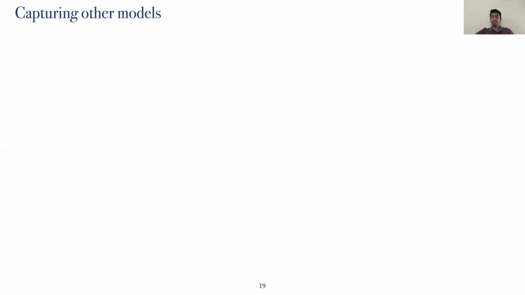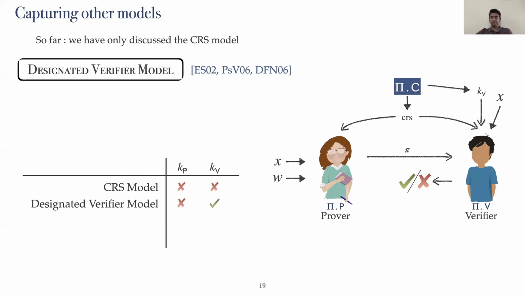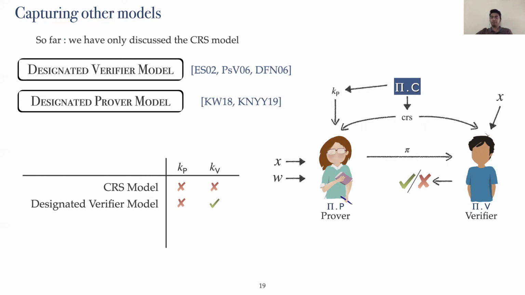Thus far, we have discussed everything in the common reference string model. The designated verifier model is set up in such a way that only a specific verifier will be able to verify the proof. This is captured by having a secret verification key that is given only to the verifier. The designated prover model, meanwhile, is set up such that only a specific prover will be able to generate proofs. This is done by having a secret proving key that is given only to the prover.